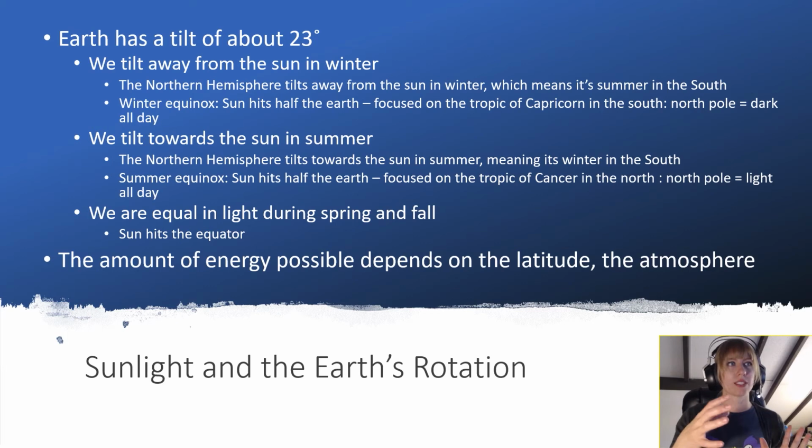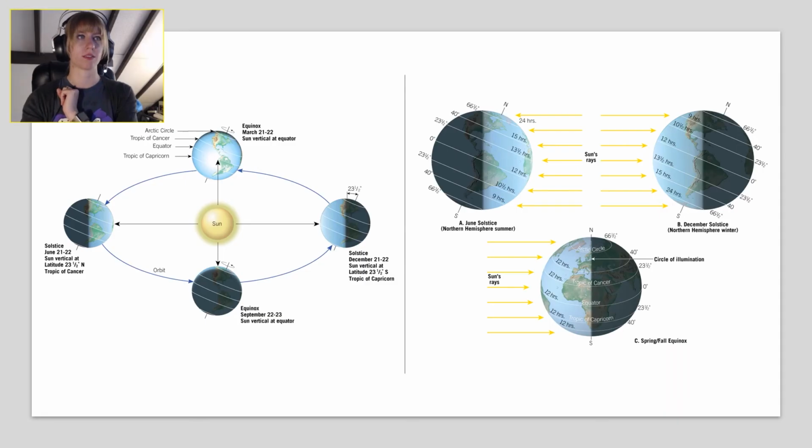But during the summer, we tilt in the northern hemisphere towards the sun. This means that the sun is more focused on the Tropic of Cancer, and the North Pole and Alaska will have days of continuous light, where the sun never completely sets. But in the spring and the fall, light hits more of the equator, and so it's more equal. So the amount of energy possible depends on the latitude, the atmosphere, and the season. Okay?